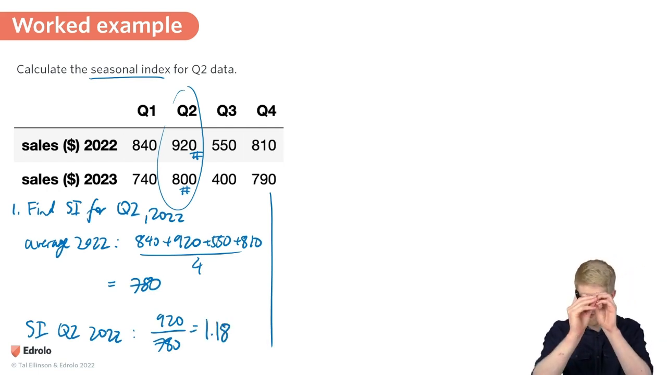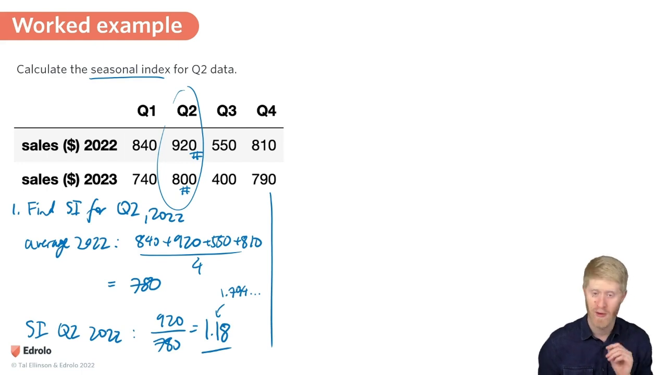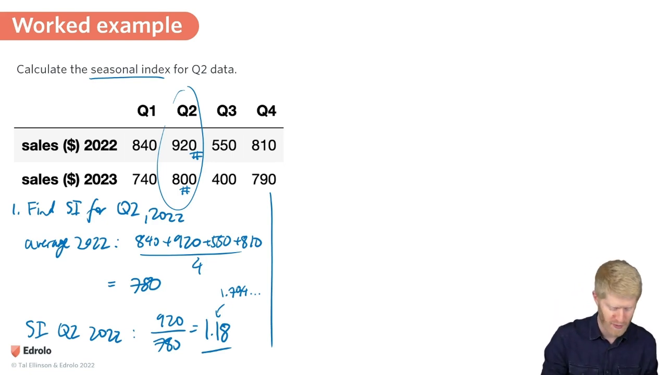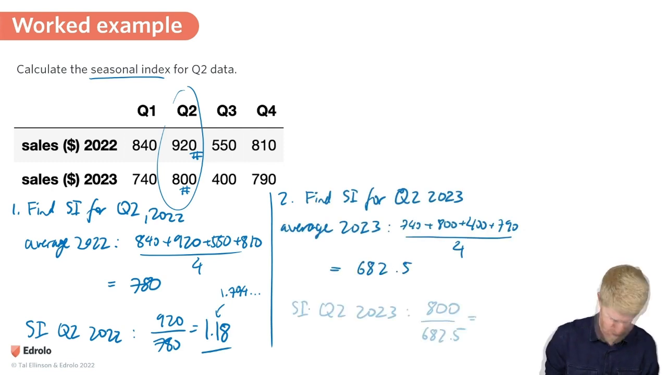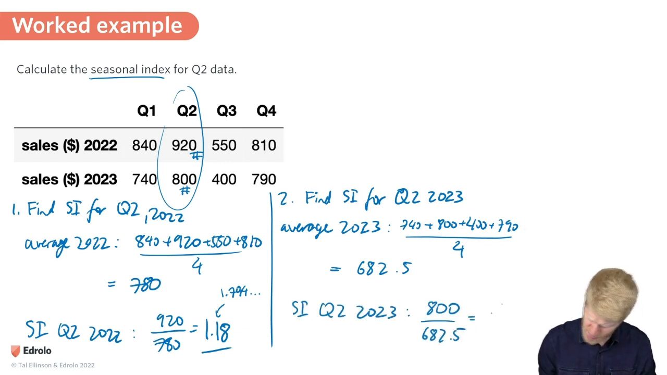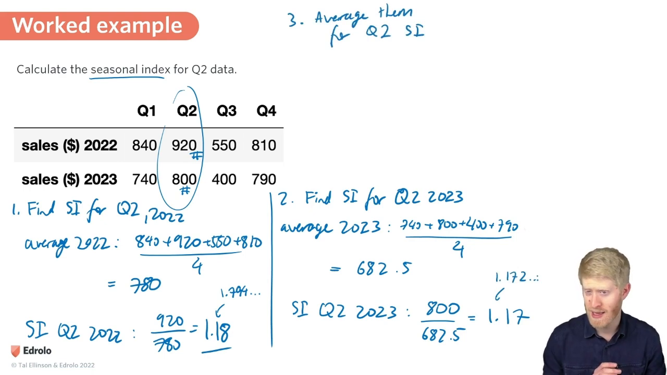So if I just had one row of data, that would be my final answer. But I've got 2 rows of data. I want to not just know what happened in 2022, I want to know what happened in 2023 as well, and I want to summarize both of that information together. So let's find the answer for 2023. The average sales in 2023 was $682.50, and the seasonal index was 1.17. All right, we have our seasonal index for the second quarter in 2022, and we have it for the second quarter in 2023.